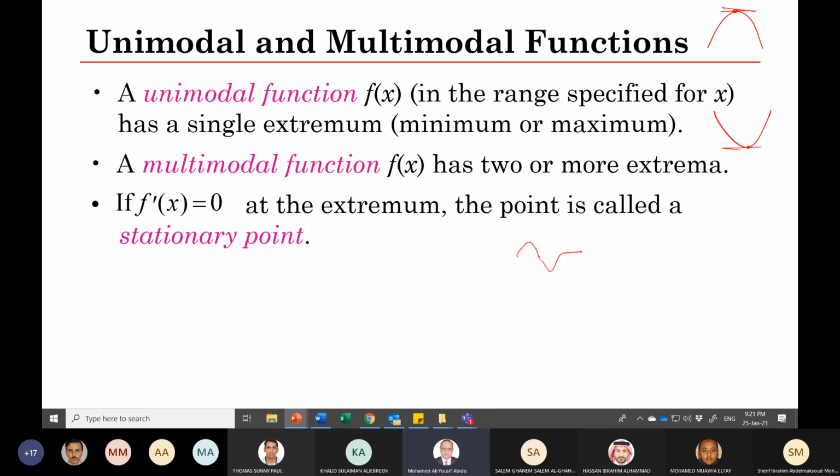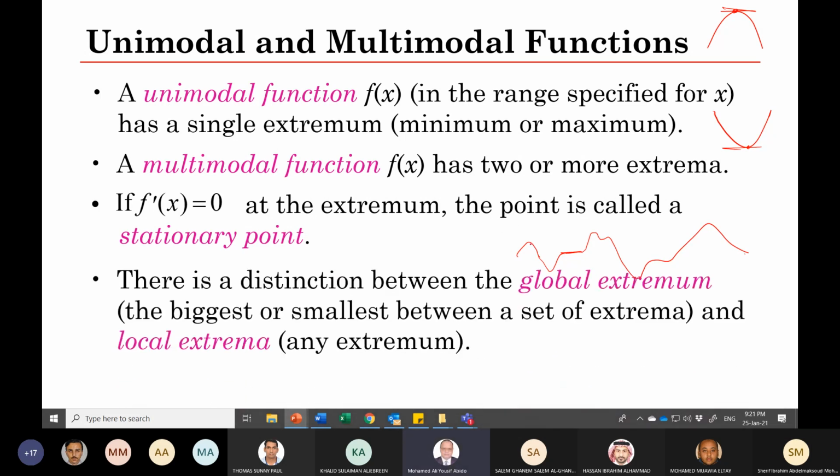You may also have some saddle points here, where the derivative equals 0, but it is not a local minimum or local maximum. So this is a multimodal function. These points are called stationary points, with derivative equal to 0. This is a stationary point. This is a reflection point, we call it a reflection point. The derivative here is also equal to 0. All these points are stationary points.